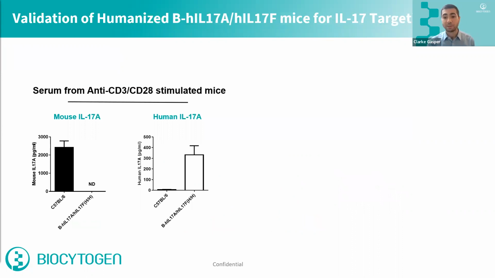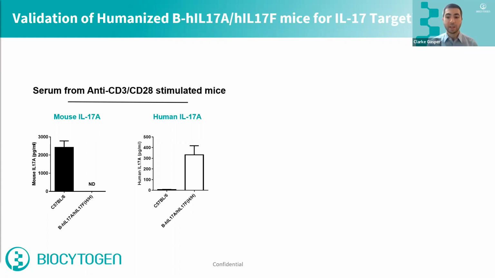And so in order to test the efficacy of novel anti-human IL-17 drugs, Biocytogen has generated a double humanized mouse that expresses human IL-17A and IL-17F cytokines. And so to confirm the secretion of IL-17A, a serum was collected from mice that were stimulated with anti-mouse CD3 and anti-mouse CD28 antibodies in vivo. The serum was then analyzed via ELISA with a species-specific IL-17A ELISA kit.